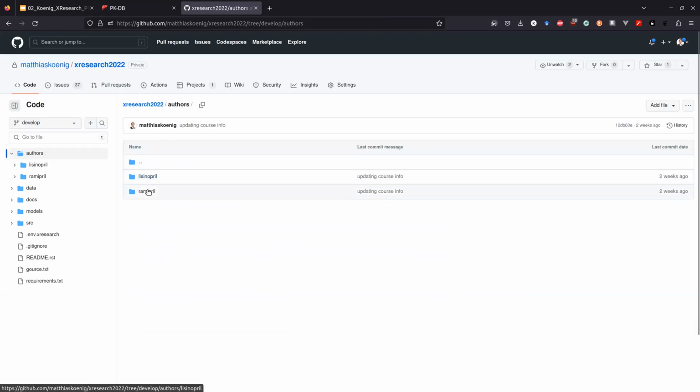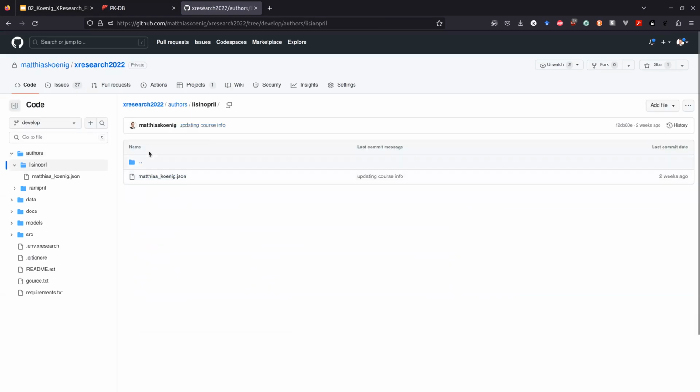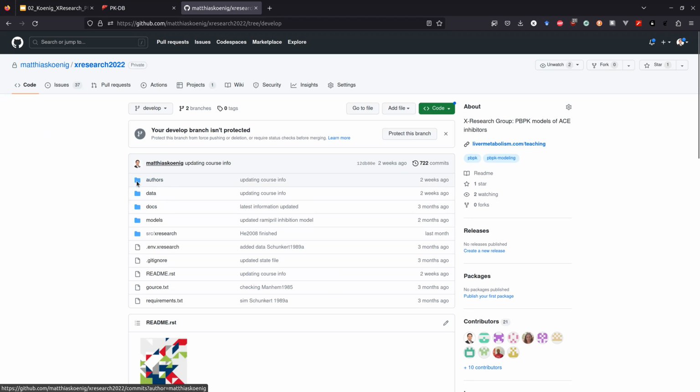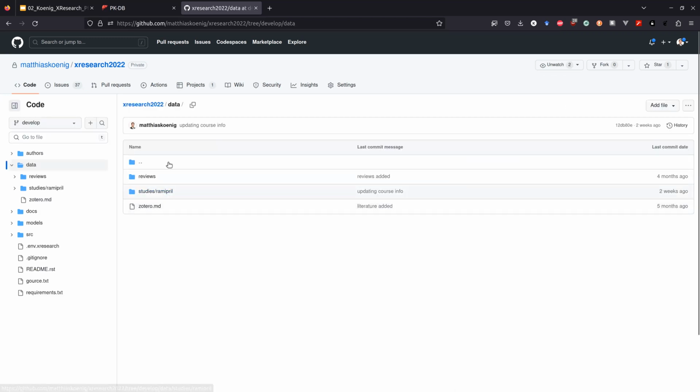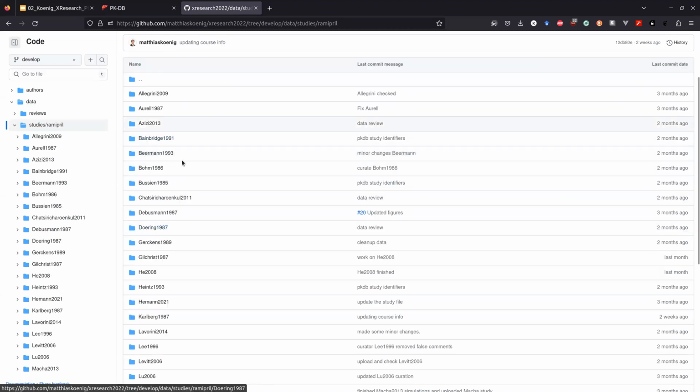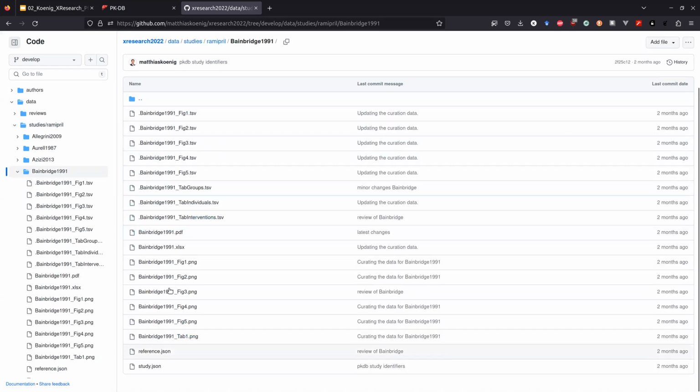One of the first things you have to contribute is your own author information. You would add a file with your information, so that we can add you to the author list and to the list of people who contributed. So this would be one thing. And then when you are reading your paper and working on the pharmacokinetic data, you would add this also in a subfolder, and work on one study where you are responsible for the data. Then you would create certain data assets here, like, for instance, this one for the Ramipril vein bridge study.